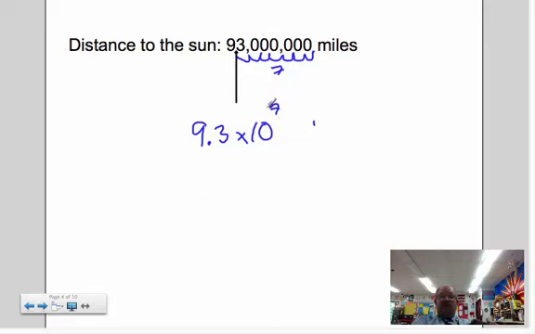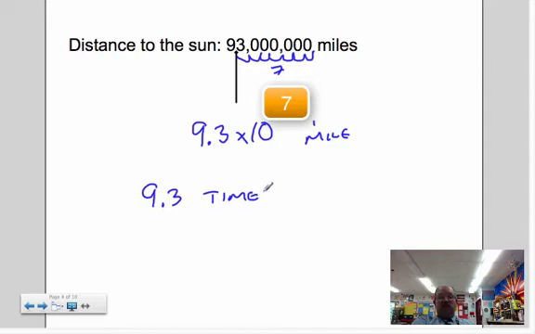That's a really poorly written 7, but let's see what I can do better. 9.3 times 10 to the 7th power. That's another way to write 93 million miles. 9.3 times 10 to the 7th power. So we would say that as 9.3 times 10 to the 7th power.